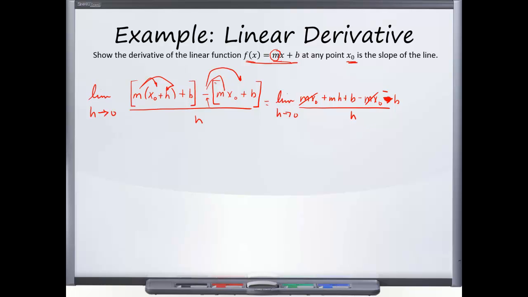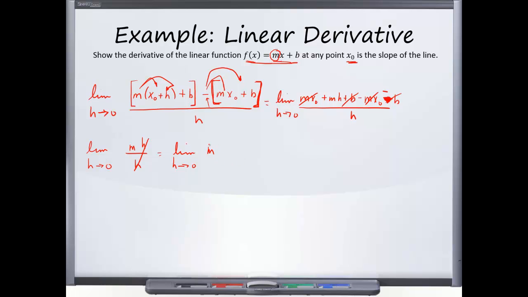Okay? If you don't group these off, mistakes like this can happen. So you want to be sure that when you're distributing a negative, you either do it right away, and I see students will do that, they'll just write minus mx sub naught minus b, or you make sure you distribute it, because now I can see the b and the minus b's cancel, and I'm left with my limit of mh over h, because everything else canceled. So nicely, the h's cancel, so I have my limit as h goes to 0 of m.